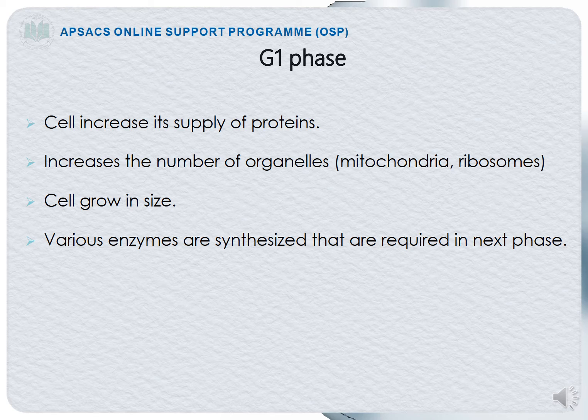So when the cell is preparing itself for cell division, first the supply of protein is increased. Secondly, it also increases the number of organelles. As the supply of proteins and the number of organelles increase, automatically the cell grows in size. And lastly, various enzymes that are required in the next phase are synthesized. It means enzyme synthesis takes place here, but those enzymes are not used in this phase. They are only synthesized in the G1 phase, and then they are used in the next phase, that is the S phase.